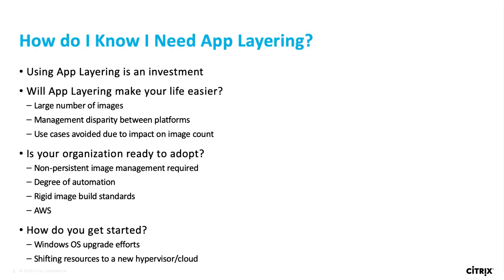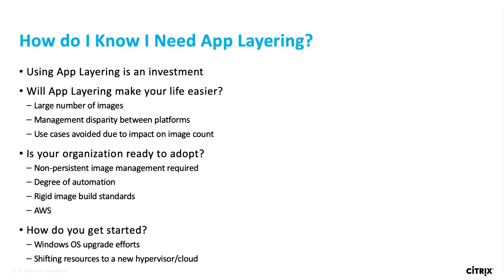The next question, though, to ask is: is your organization ready to adopt? As you all know, app layering requires a non-persistent image management solution. So if you're already using PVS or MCS, great. App layering is going to streamline right into your existing operations. On the other hand, if you're not using PVS or MCS today, that's another journey that you're going to have to embark on as part of this process, which is going to definitely involve some conversations with some of your teams that deal with software deployment and management.